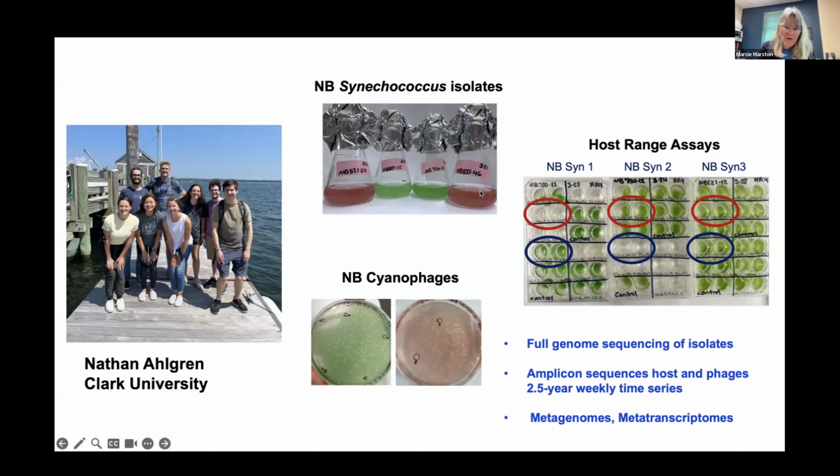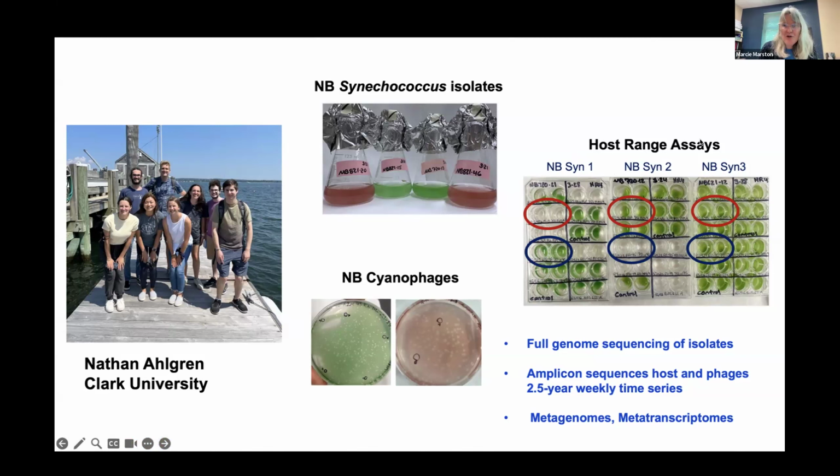In addition to this, we are also fully sequencing all the genomes of all of the viruses that we've isolated, all of the hosts. We have done amplicon sequencing of both hosts and phages on a weekly time series for 2.5 years, and we have metagenomic and metatranscriptomic data to go along with this. And so hopefully by putting all of these together, we'll have a better idea of who infects whom and the consequences of those infections in Narragansett Bay.